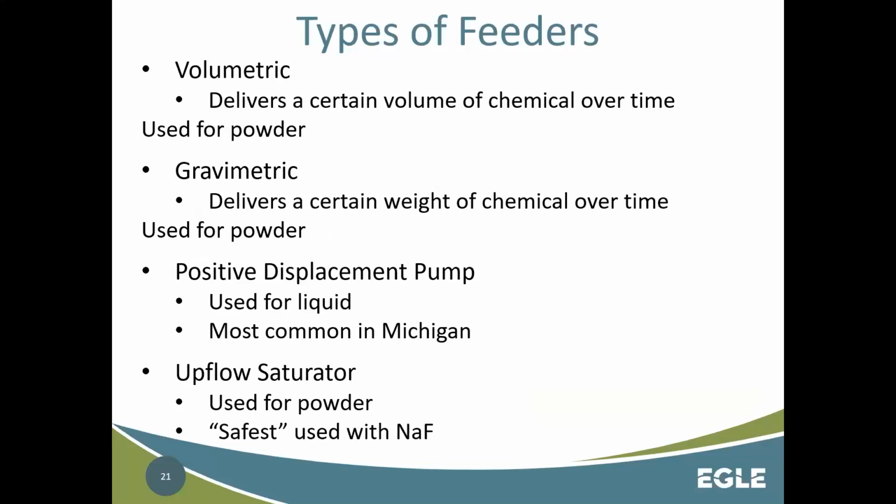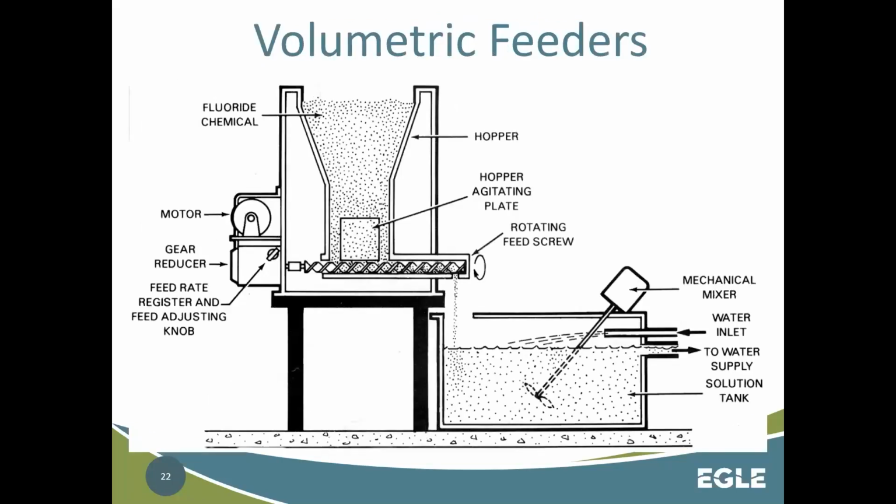All right, just some types of feeders that we see in our water plants. So we'll have volumetric, delivers a certain volume of chemical. Gravimetric delivers a certain weight of chemical. Positive displacement pump, that's the most common in Michigan, and that is used with the hydrofluorosilicic acid, the liquid. Or you can have an upflow saturator, which is for that powder, and it's the safest. I'll talk a little bit more about these coming up here.